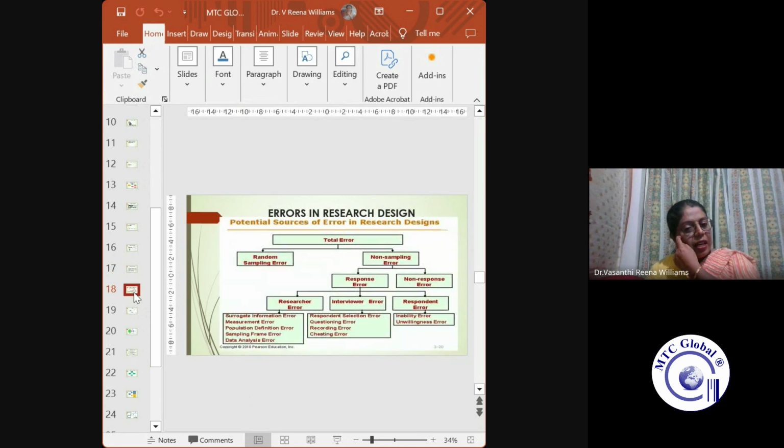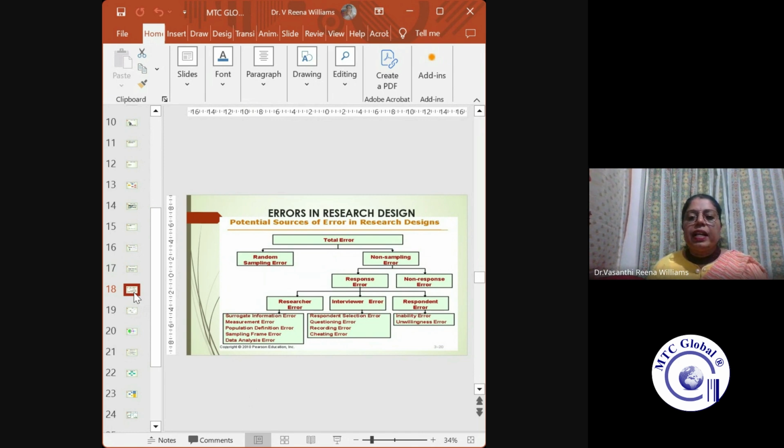Let's see another thing that can happen in research designs. There are some errors that can happen. We call it errors in research design. So the errors can be of these two types. If you can see the image on your screen, errors can be a random sampling error. The way you randomly selected your sample might not be the right person that you chose. If you choose the wrong people, the data that you collect also will not be true. And you would have collected the data, and then you start doing the analysis, then the outcome will not be correct.